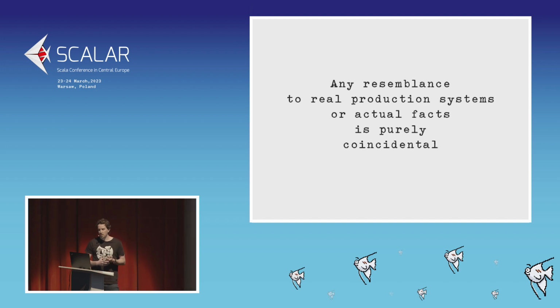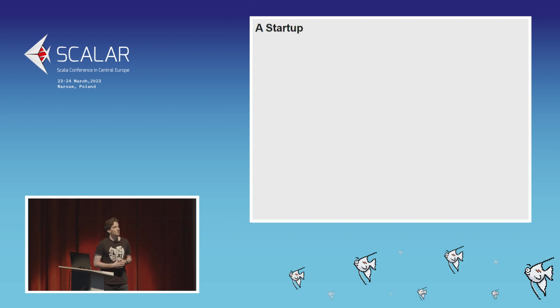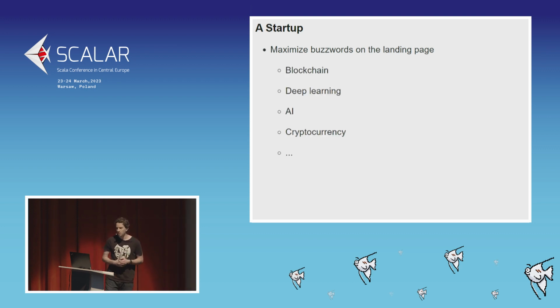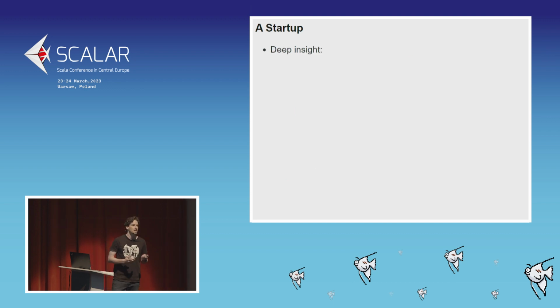So with this disclaimer out of the way, imagine that you're trying to make a new startup. The obvious way to maximize your chances of success is to maximize the number of buzzwords you can legitimately use on your website. Things like crypto and deep learning and the likes are all words that we want to use. With this in mind, we'll try to build our startup. But first, we need some deep insight to kickstart our own company. And the insight is that people don't like ads. I think that's almost universal.